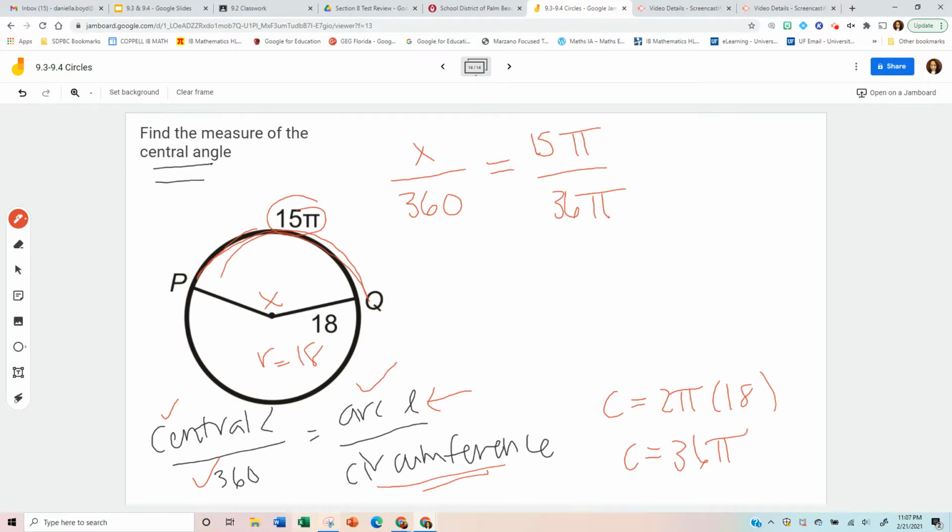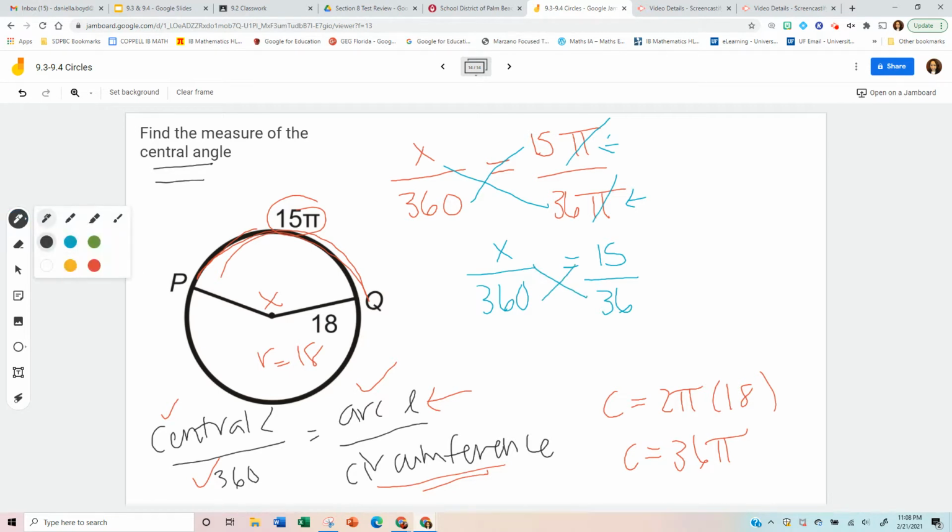Okay, so a couple of things can happen at this point. So at this point, you could cross multiply and then divide. You also could notice that in this fraction right here, you have a pi on top and a pi on the bottom. So the pi's cancel out. So really you have x over 360 is equal to 15 over 36 because your pi's canceled out. And then you can cross multiply.